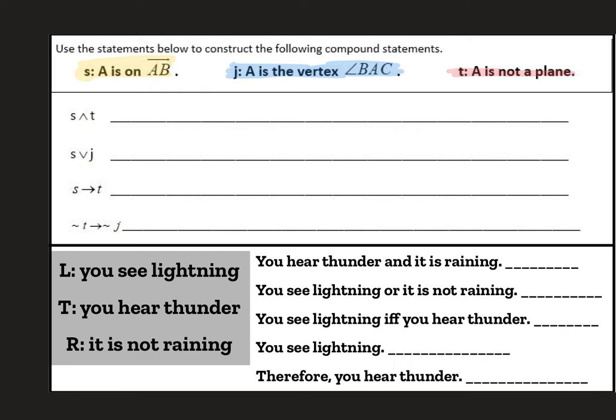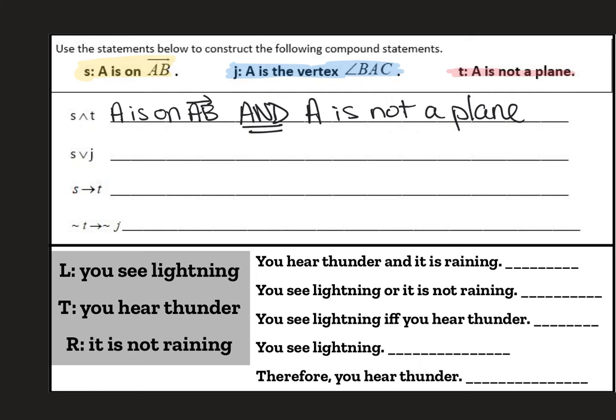When I go to write this, I look at my first example and it says S. Here's my word and. So I would write this as statement S. A is on ray AB. And I like to capitalize it, make it really clear that I know that's my symbol. You don't have to do that, it's up to you. So A is on AB, and A is not a plane. Again, statement S and statement T.